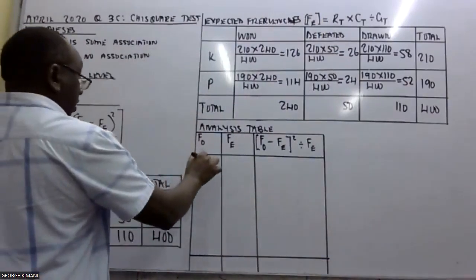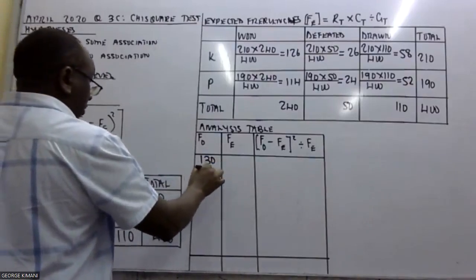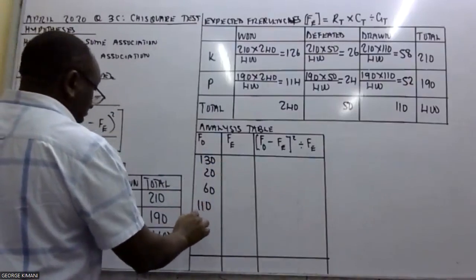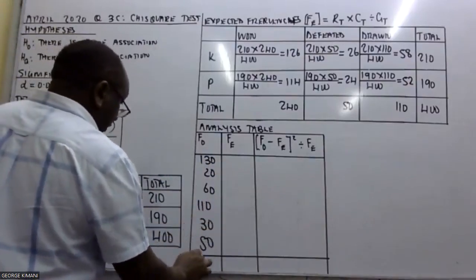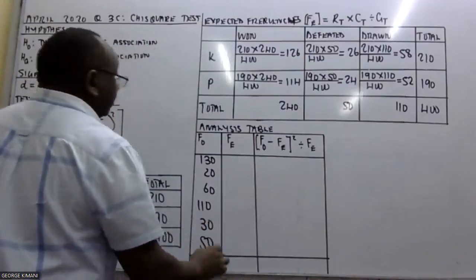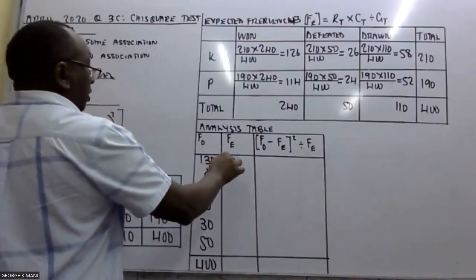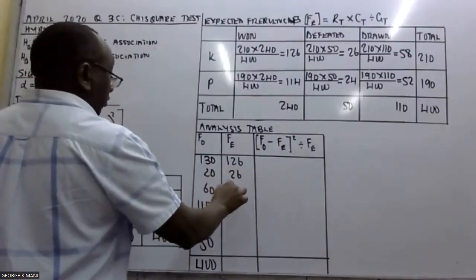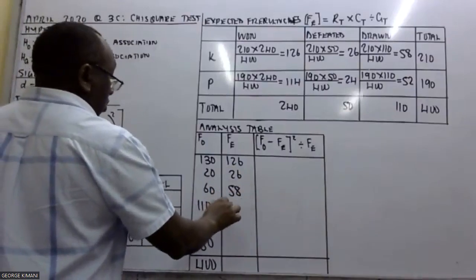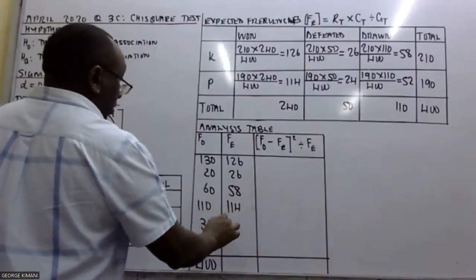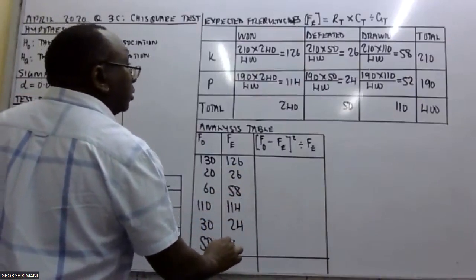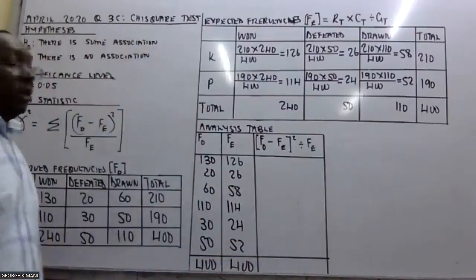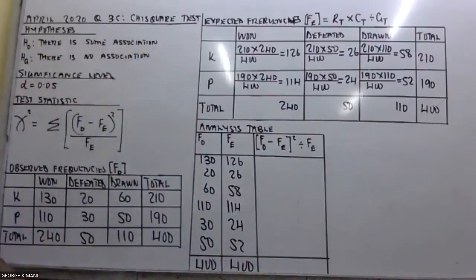So we have 130, we have 20, we have 60, we have 110, we have 30, we have 50, it is 400. We have 126, we have 26, 58, 114, 24, 52, and 400. So get those values and give me the total down there.